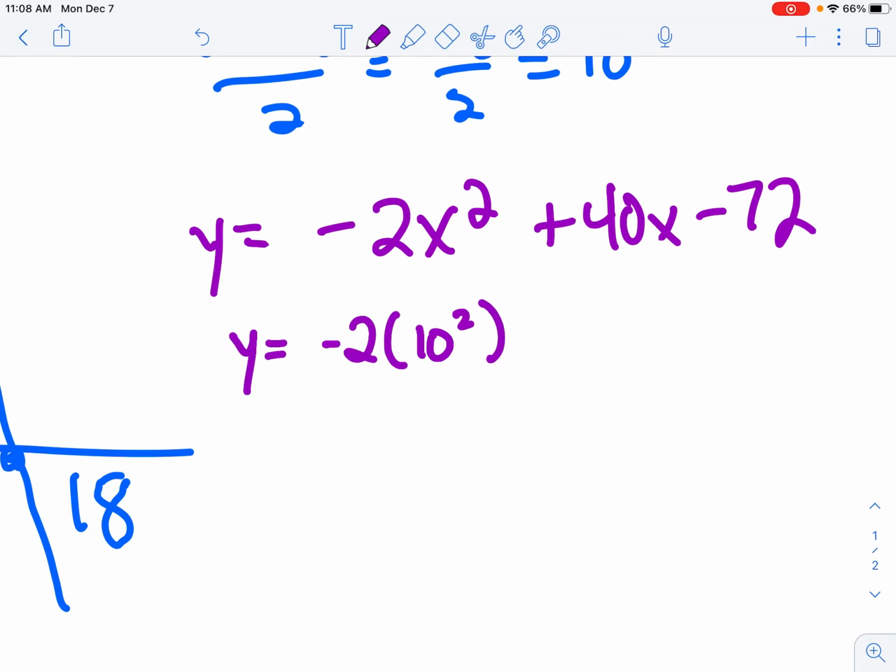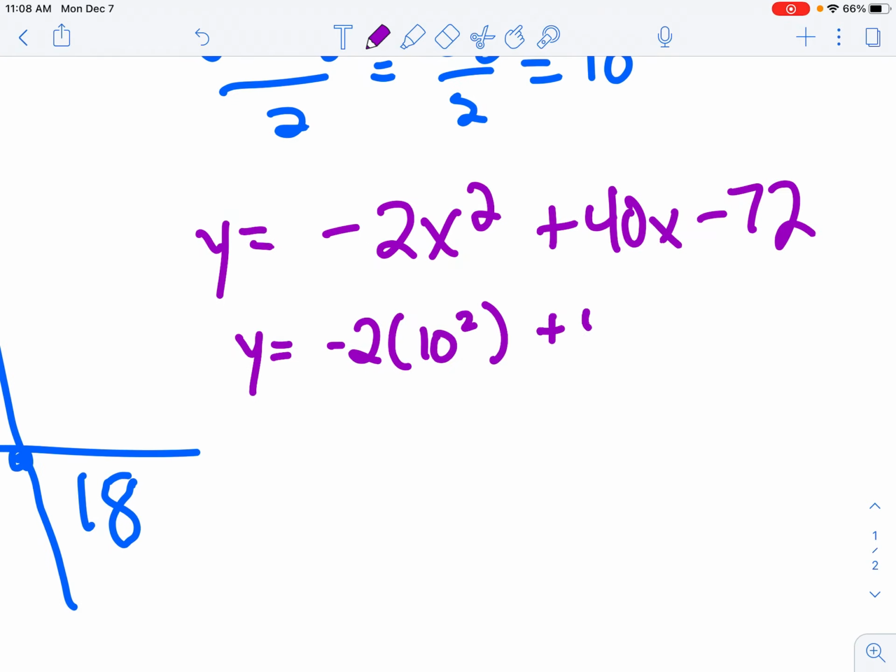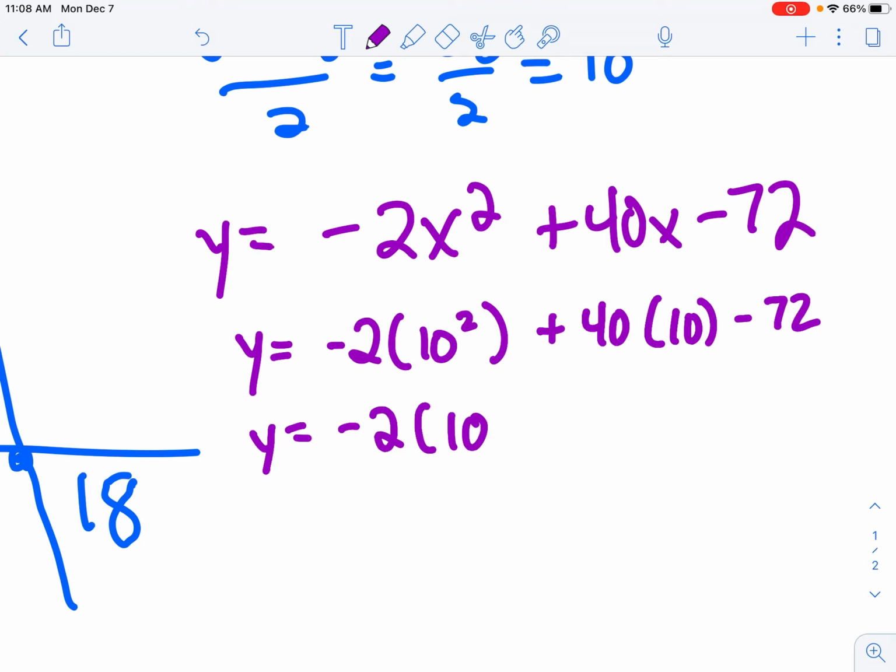So it'd be 2 times 10 squared plus 40 times 10 minus 72. So the y value would be, let's see, negative 2 times 10 squared is negative 2 times 100. 40 times 10 is 400. And then minus 72. All right.